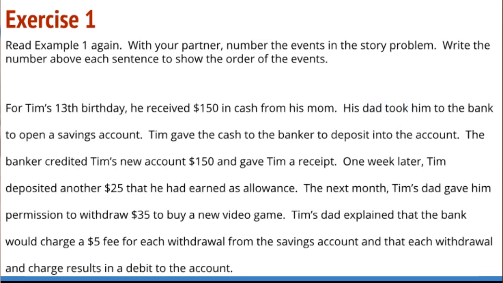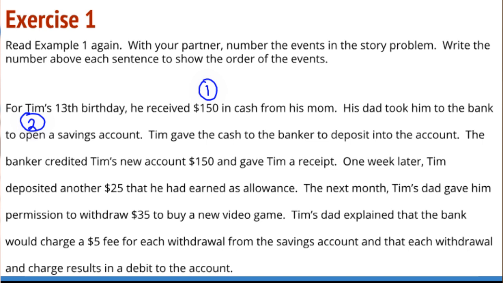Okay, moving on to the next activity here. So we're going to go through here and we're going to just figure out the order of events. This happened first, this happened second, this was third, this was fourth. For Tim's birthday, he received $150 in cash from his mom. Well, that sounds like the first thing that happened in the story. His dad took him to the bank to open a savings account. Okay, so that sounds like the second thing here. We're opening this savings account.